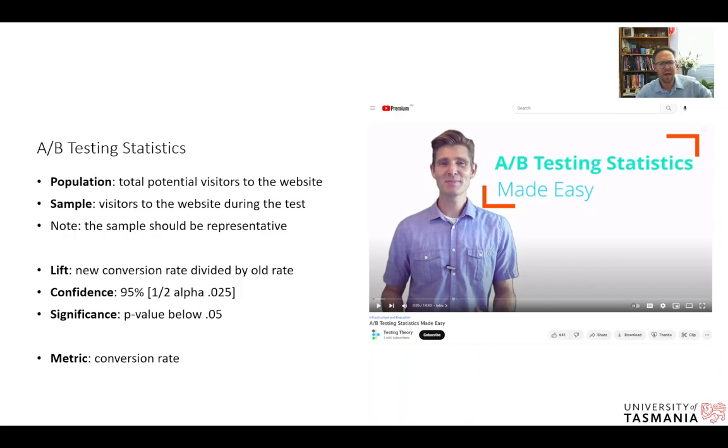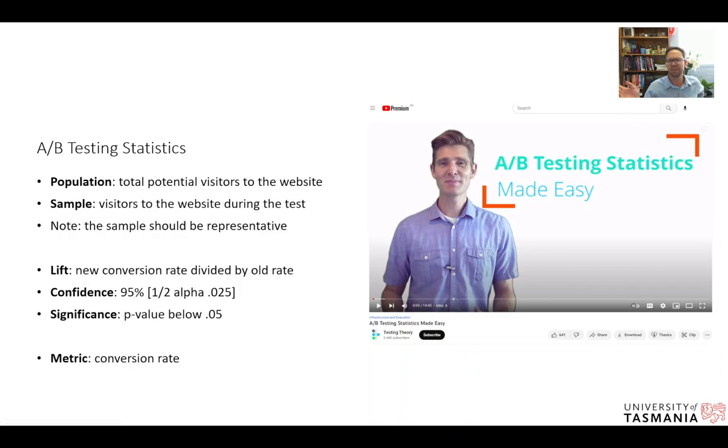So lift, that's the digital marketing term for the new conversion rate divided by the old conversion rate, which basically means how much the new page is increasing the conversion rate, or decreasing. Now, confidence is the confidence level. In science, we lock in 95% as the default, a alpha of 0.05. If we've got a two-tailed test, it'll be 0.025.